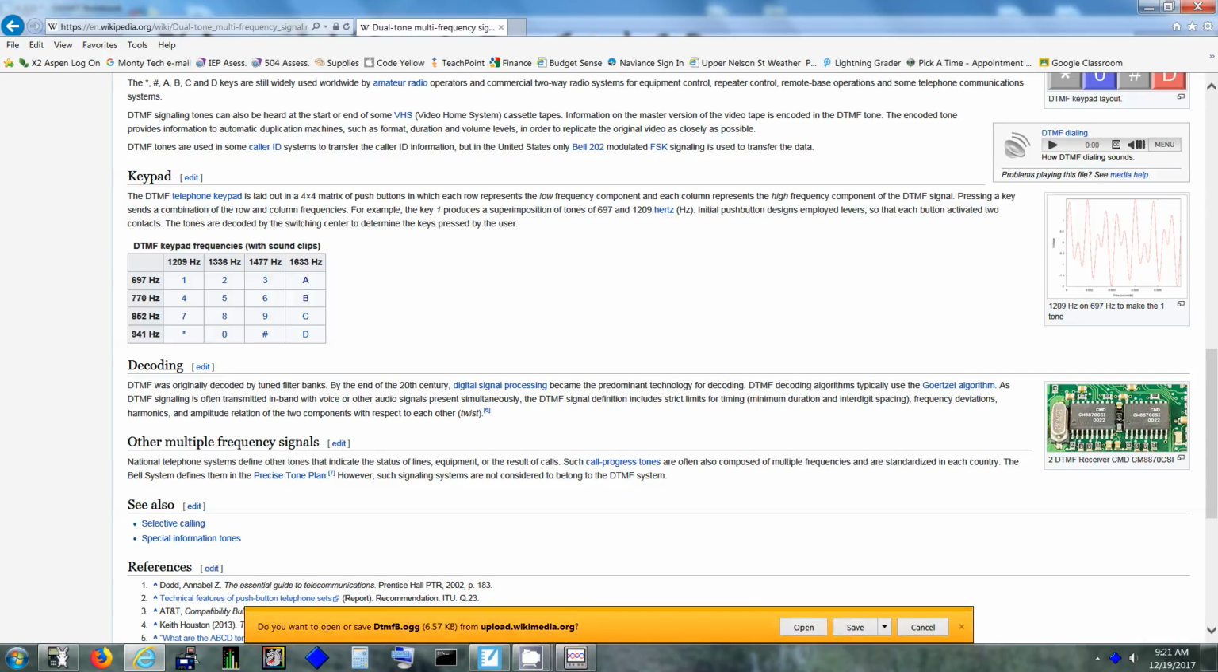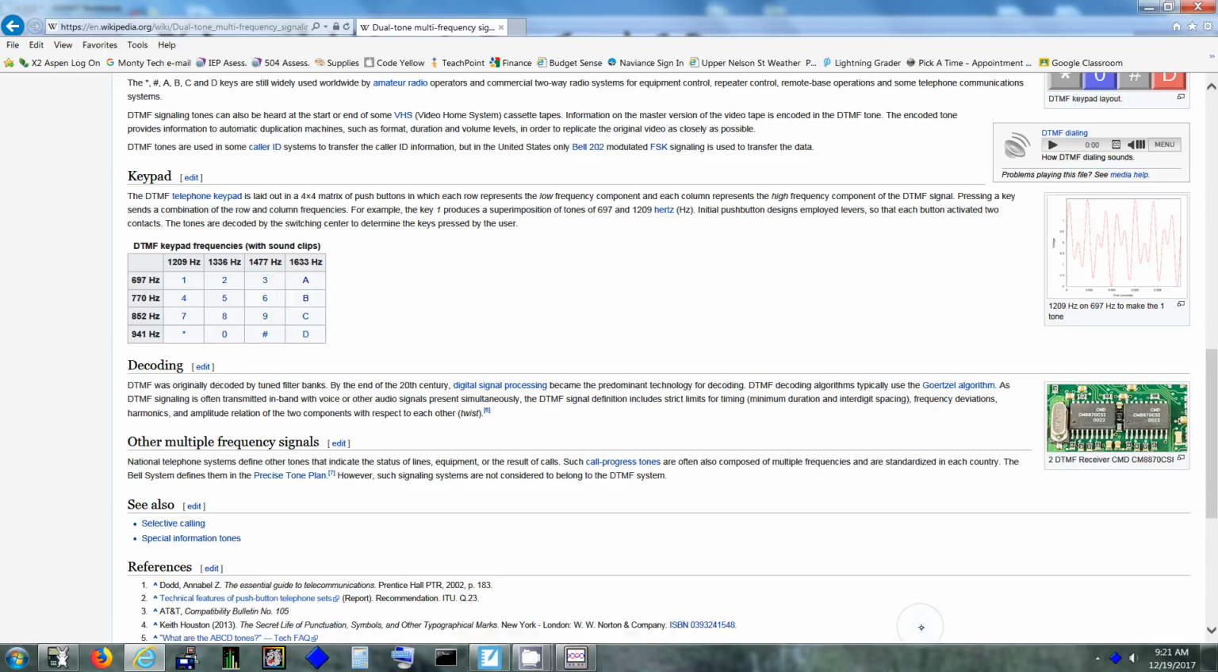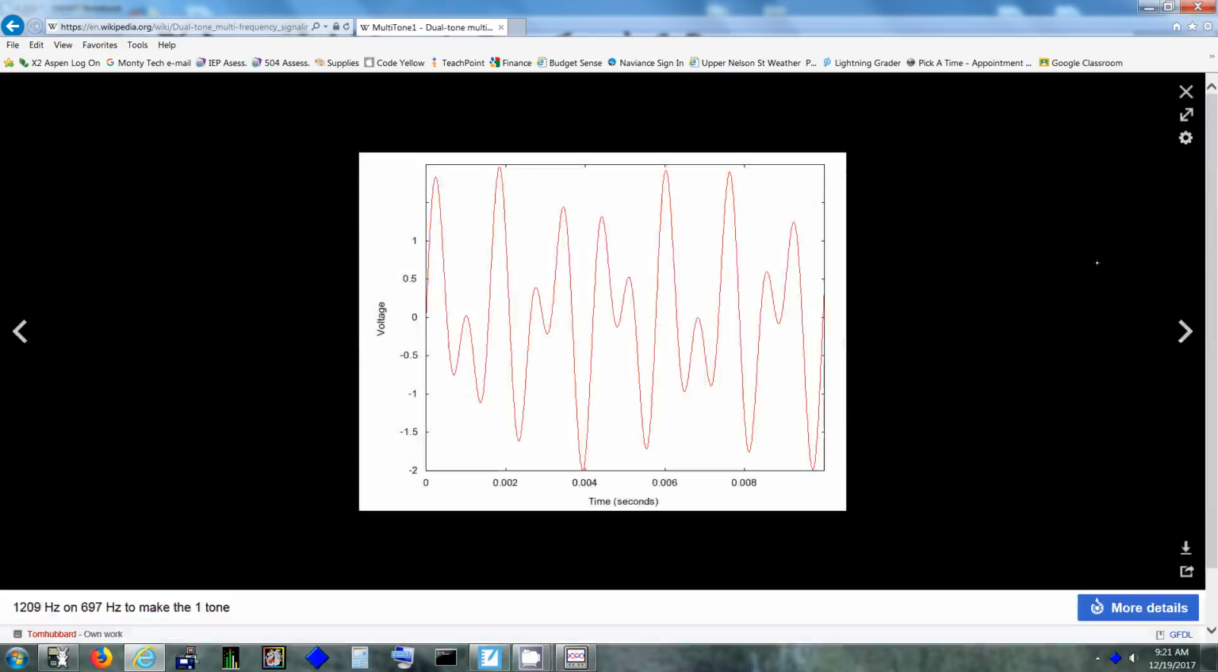Also, the picture of what you just heard, the 1209 and the 697 played at the same time, looks like that. So that's the combination of two sine waves at the same time. Definitely a pattern to it, and it's connected, but it's not a nice wave. Okay? That's what gives a button on the phone its characteristic sound, that different kind of pattern.